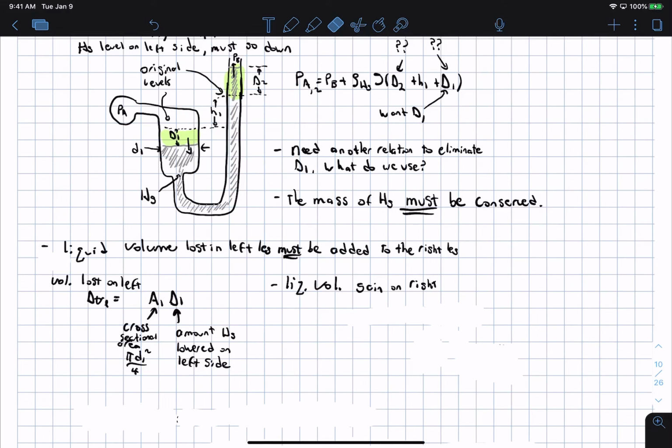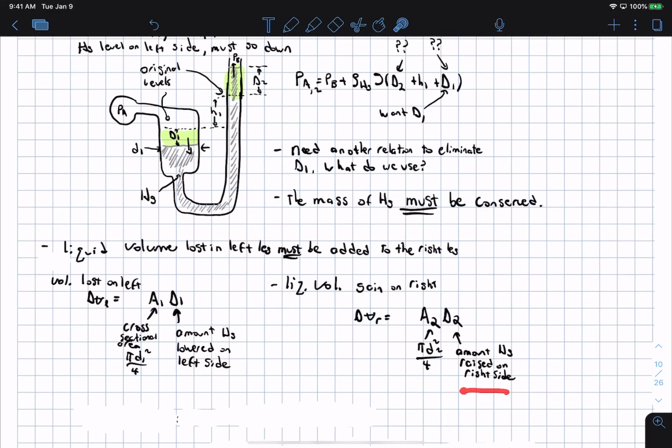The liquid volume gained on the right is simply A2, the cross-sectional area of the tube over here, times the change of height of 2, because the fluid interface has moved up. And again, the cross-sectional area is just pi over 4 d2 squared, and delta 2 is the amount that the mercury has risen on the right side. And we know that the change of volume here must be the same as over here, so we equate these two.